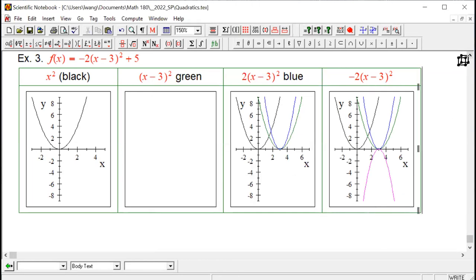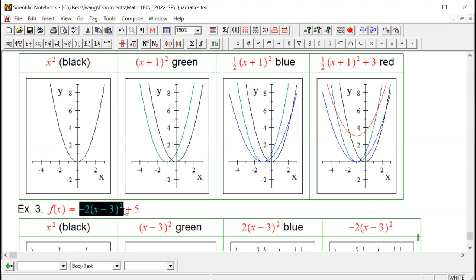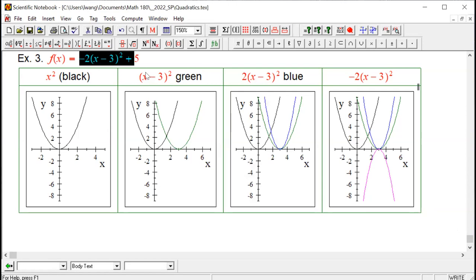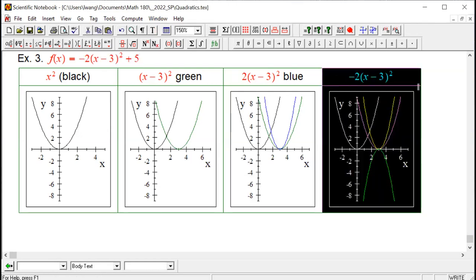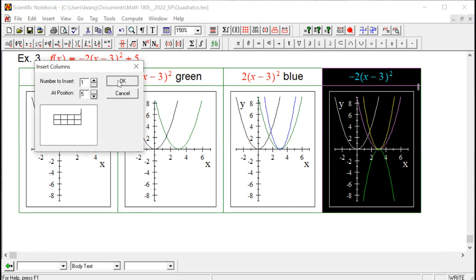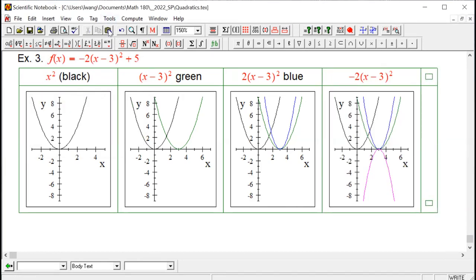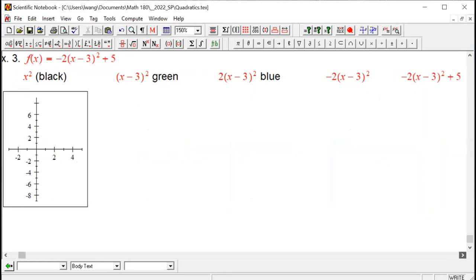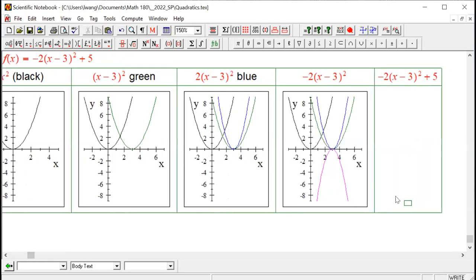And one more step, +5. This is the last. Okay, then we're done. +5 will do what? It will shift the entire purple picture up or down. Up, right? Because it's a +5, right? So the entire purple picture will be shifted up.